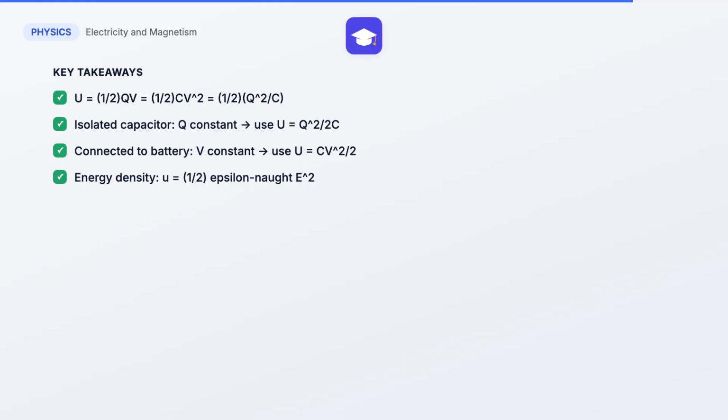is essential. The energy density formula, half epsilon naught E squared, also rounds out and appears across electrostatics problems.